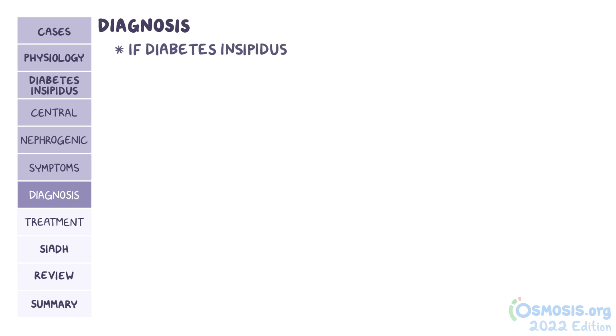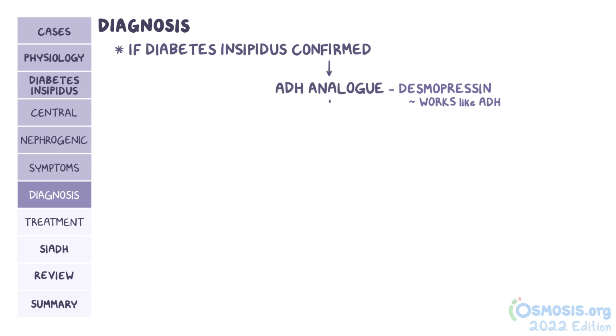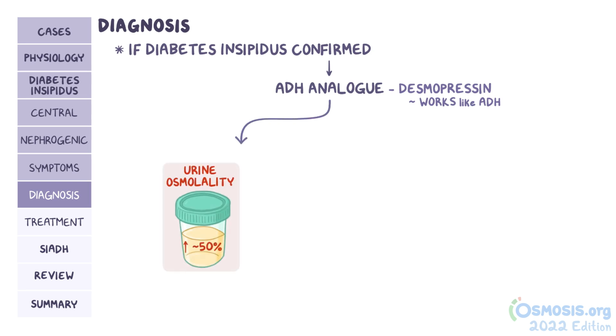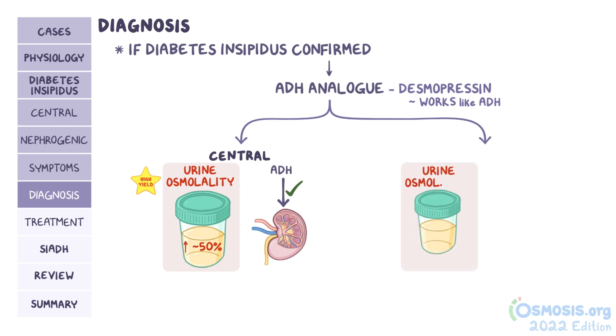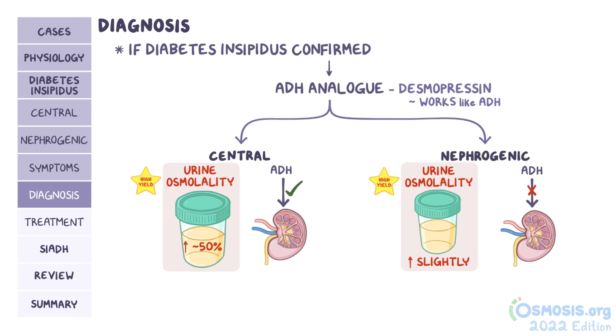If diabetes insipidus is confirmed, the second step is to administer an ADH analog like desmopressin, which is a medication that works like ADH. If urine osmolality increases about 50% from the baseline value, and remember this number for your exams, by the way, that suggests that the kidneys are responsive to ADH. This means the cause is probably central diabetes insipidus, meaning it's due to low levels of ADH. If the ADH analog causes urine osmolality to increase only slightly, then the kidneys are not responding to the ADH properly, meaning that it's nephrogenic diabetes insipidus.